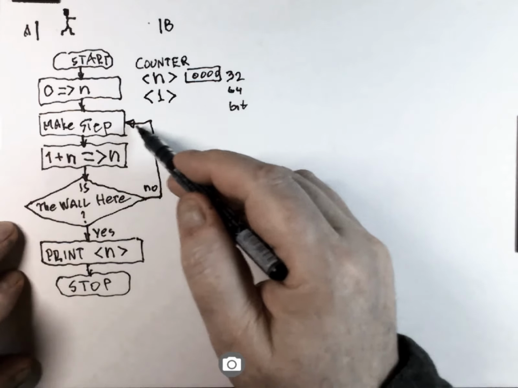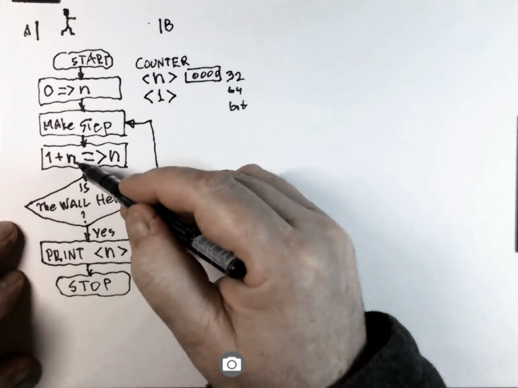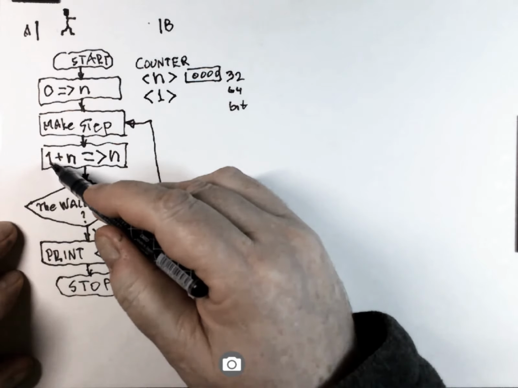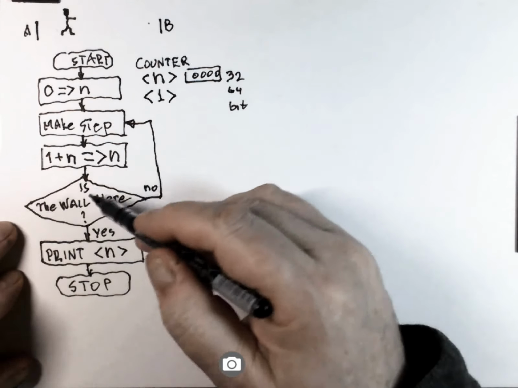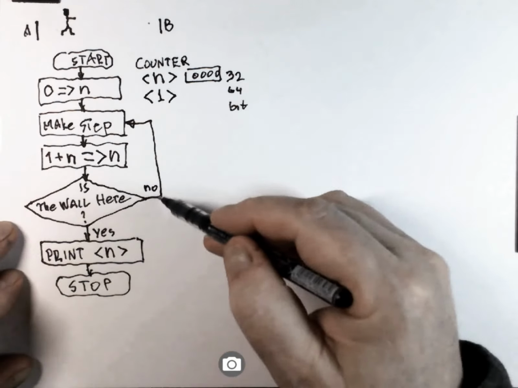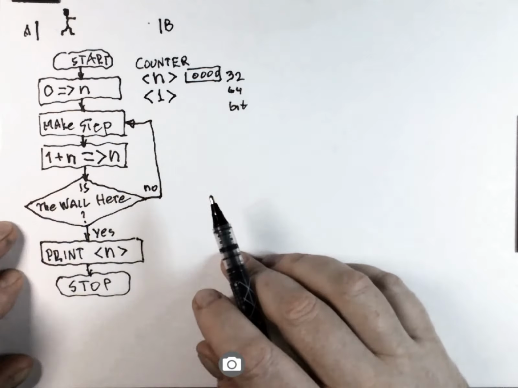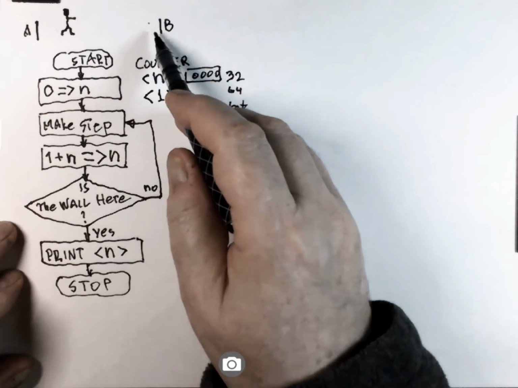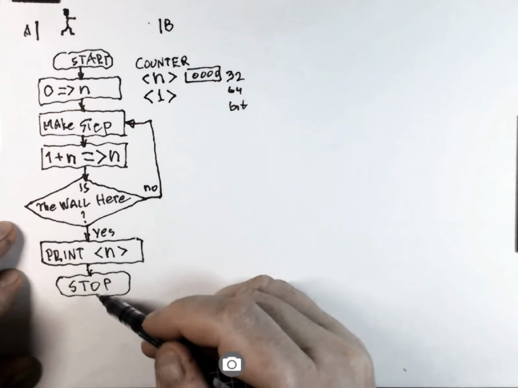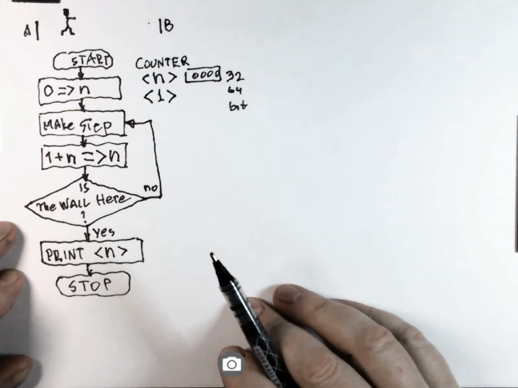Then the arrow goes cyclically to make step again. After that, the counter is increased again. By what increment? The increment is 1. So the counter now will be 2. Is the wall here? No. Next step, counter is 3. Is the wall here? No. Counter is 4, and so on and so on, more cycles. Then when the robot comes to the wall, we stop the robot and print N, so we will know how many feet is the length of the room between the two walls.